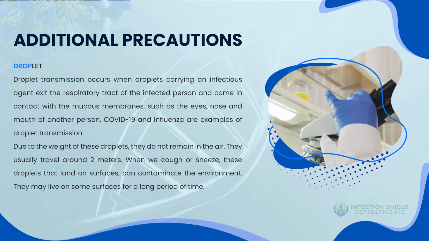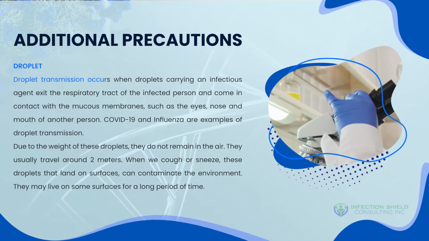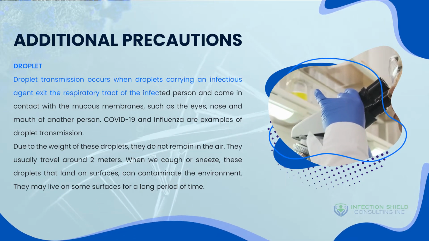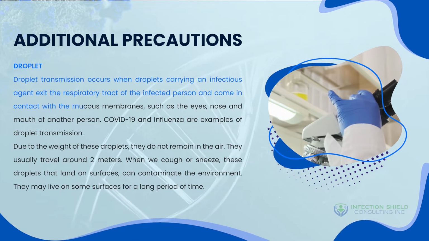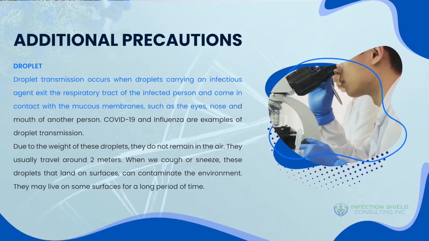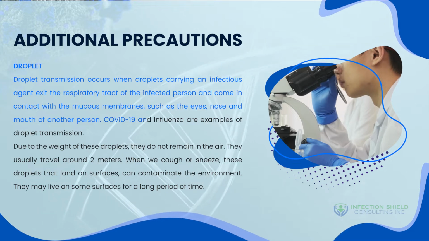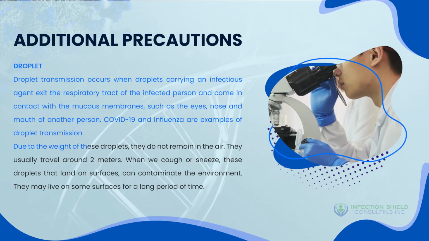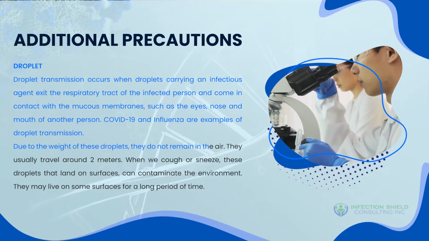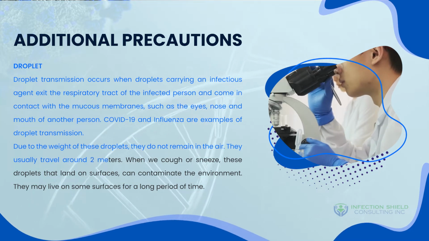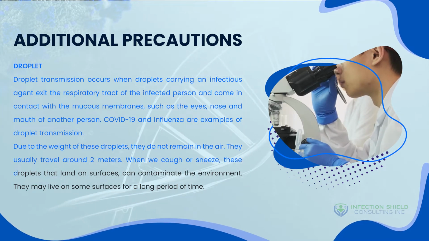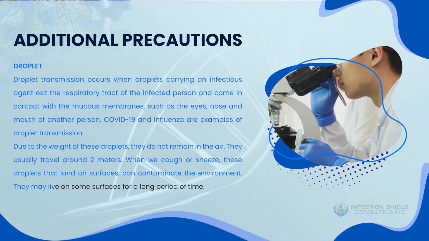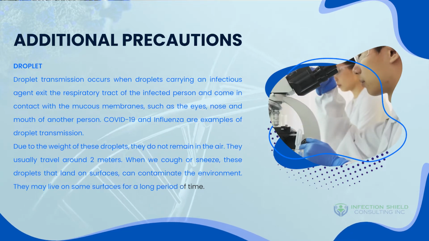Droplet. Droplet transmission occurs when droplets carrying an infectious agent exit the respiratory tract of the infected person and come in contact with the mucous membranes, such as the eyes, nose, and mouth of another person. COVID-19 and influenza are examples of droplet transmission. Due to the weight of these droplets, they do not remain in the air. They usually travel around 2 meters or 6 feet. When we cough or sneeze, these droplets that land on surfaces can contaminate the environment. They may live on some surfaces for a long period of time.